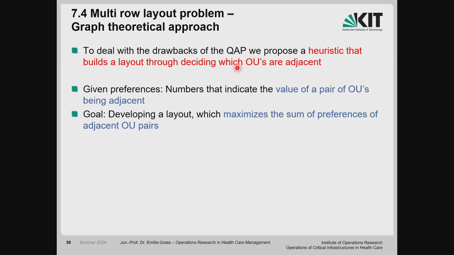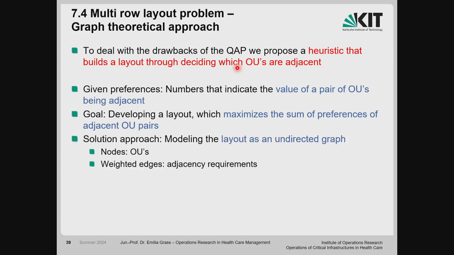Okay. And the solution is using an undirected graph. Nodes are the units, and the weighted edges say how close they should be. So based on the preference from the hospital officials, we know how close they should be. They have some kind of weight, and we take that into account. So we want to find a planar graph with maximal sum of these edge weights.